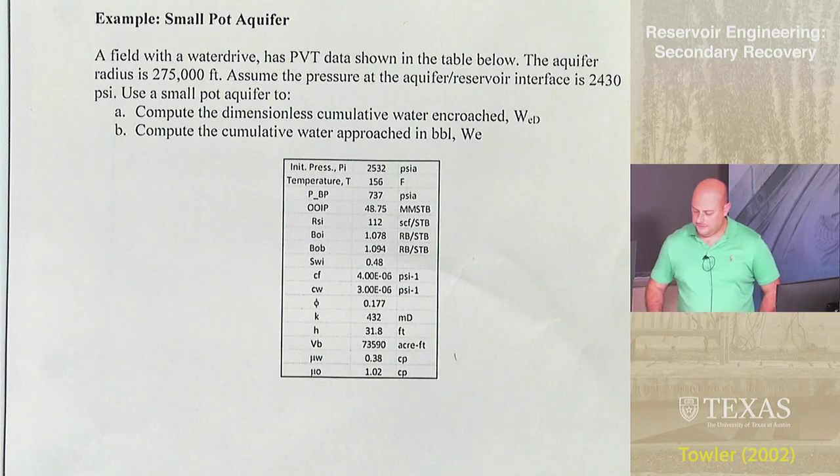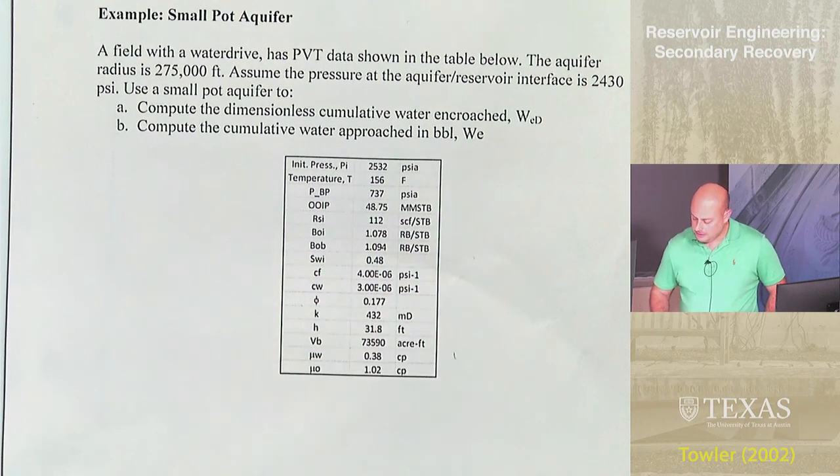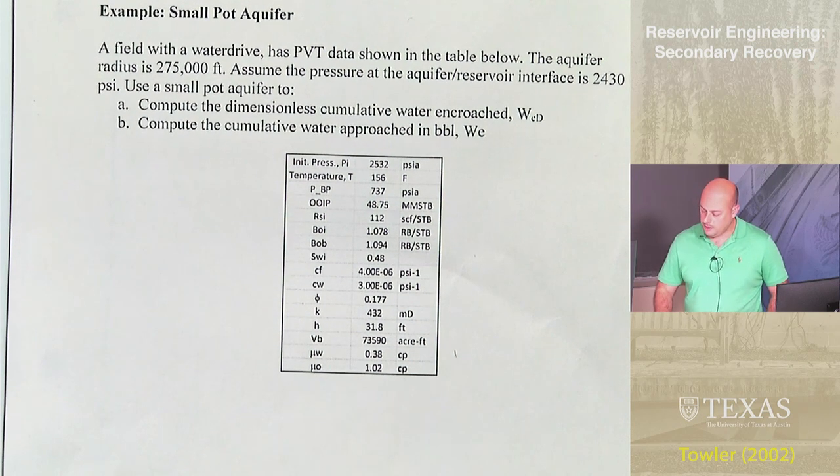So what we have is a field with a water drive. So it's got an aquifer. The PVT data is given. So we have things like formation volume factor of the oil initially, and at the bubble point we've got the solution gas ratio. I'm not sure if we're going to need it, but maybe we will in a future problem. The aquifer radius is 275,000 feet. That sounds pretty big, right? And then we assume that the pressure at the aquifer-reservoir interface is 2430 psi.